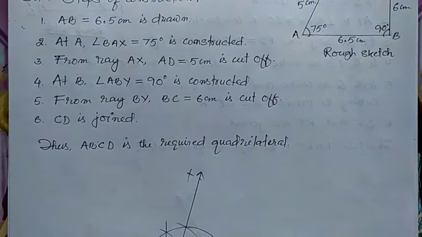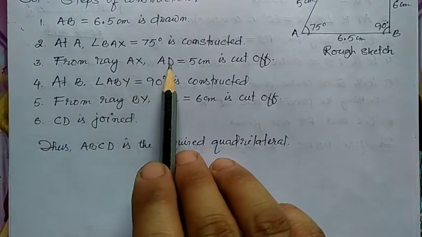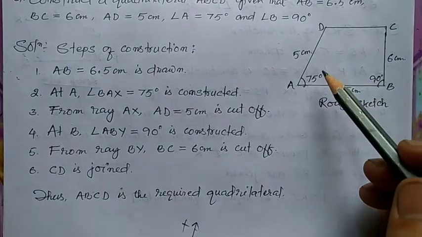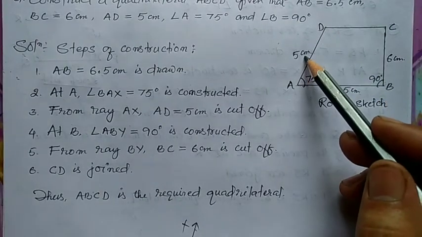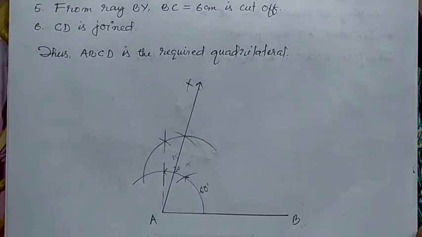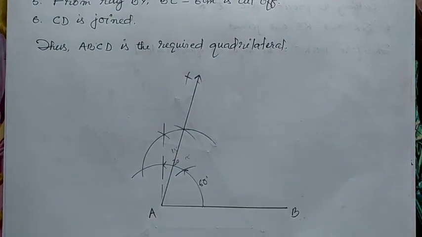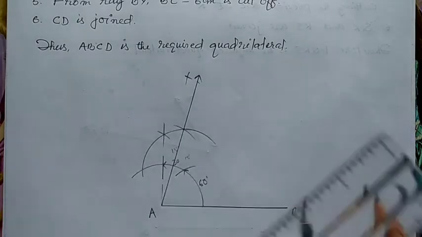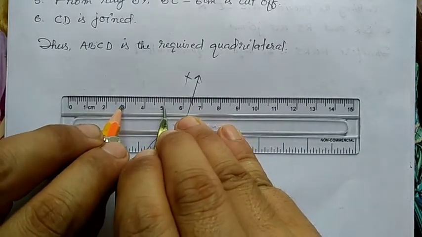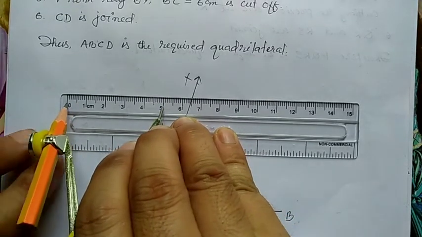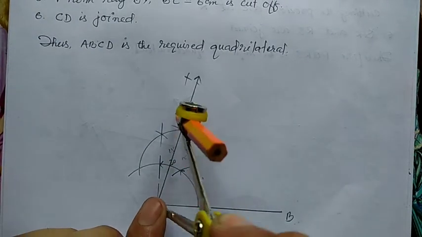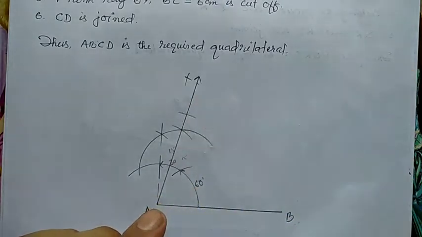Then the next step, number 3: from ray AX, AD equal to 5 centimeter is cut off. Now you can see on ray AX, we are going to cut for AD. The length of AD is 5 centimeter. So let's measure 5 centimeter with a compass against a scale. You can see it is 5 centimeter. With this radius, we will cut the ray AX at one point, and this point is D.